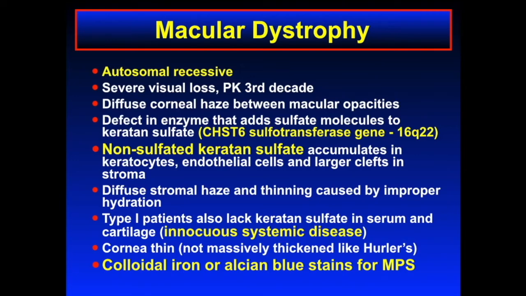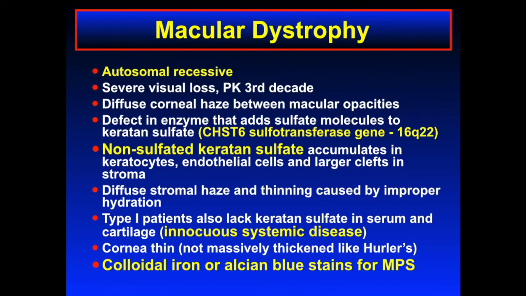The non-sulfated keratan sulfate accumulates in the keratocytes, endothelial cells, and large clefts in the stroma. This also leads to improper hydration of the stroma, causing the diffuse haze, and also causing corneal thinning. The cornea is definitely thinner in cases of macular dystrophy. This also, in some instances, appears to be an innocuous systemic disease.